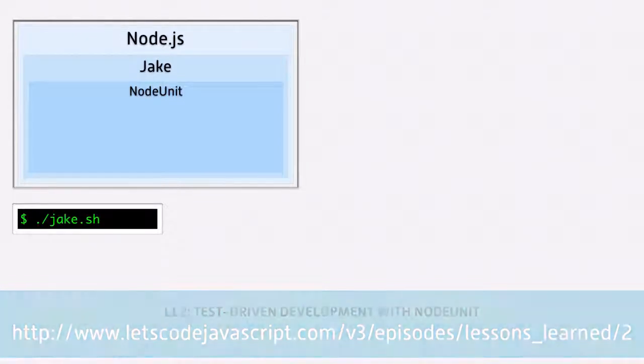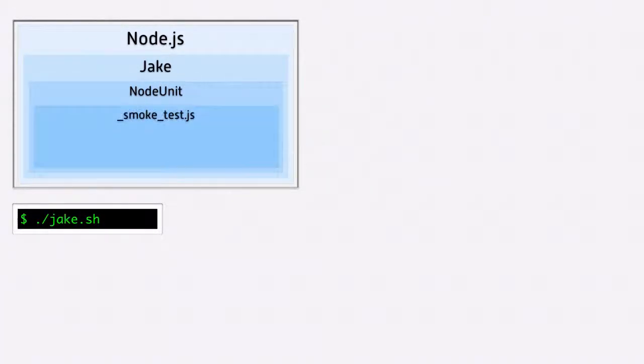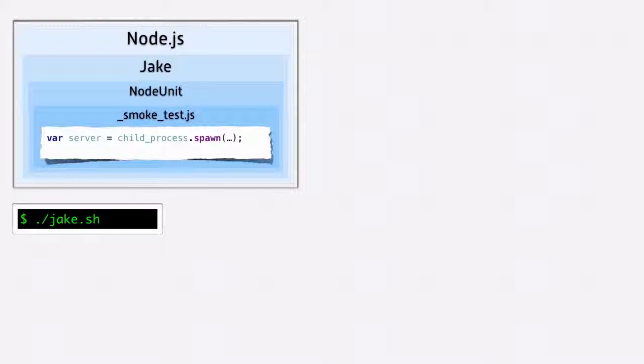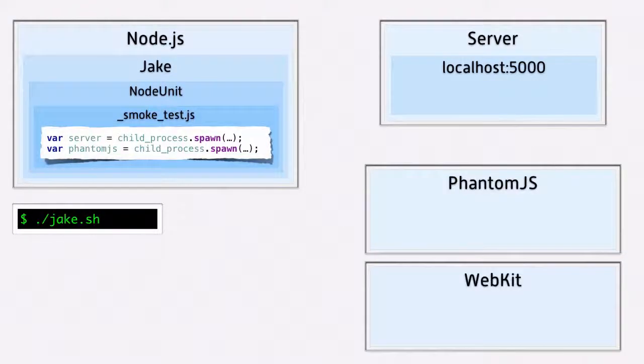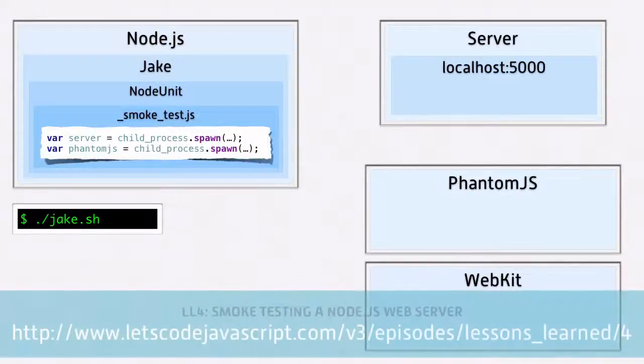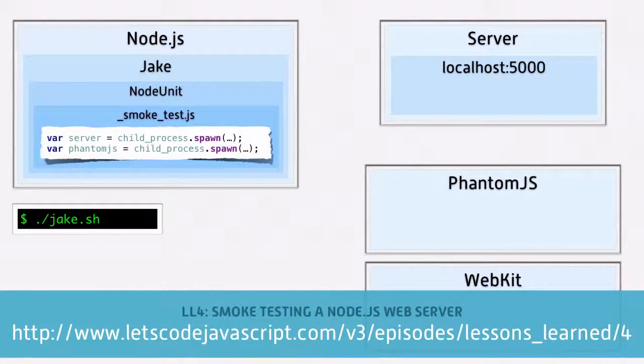And then we run smoke test. So Node unit is going to run an additional test I'm writing just to run PhantomJS, which is called smoke test. And this is what's actually going to launch PhantomJS. The way this works is first it needs to launch the server. PhantomJS needs to download the files from somewhere. So we launch the server, and then we launch PhantomJS. The way that process launching works is we use childprocess.spawn. For details on that, check out Lessons Learned number 4. We cover it in a lot of detail there.